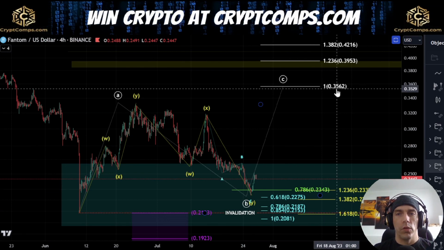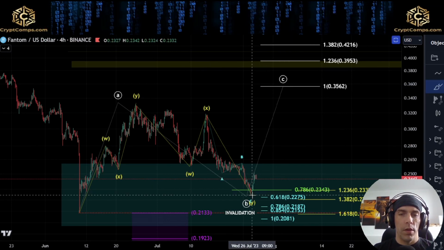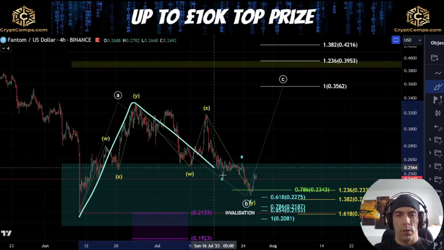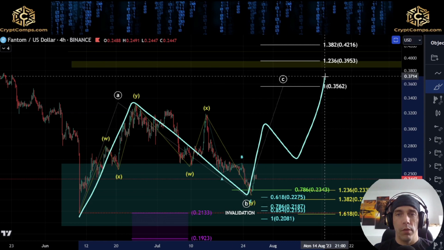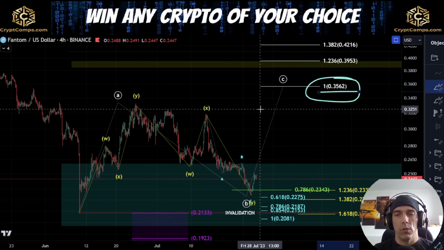1-to-1 would be here towards this 35.62, and what we would be looking for in this case would be a 5-wave structure to the upside. Now it is possible we could also argue this would be WX, and then we get 3 waves to the upside. Same sort of targets here, this 35.62 level.